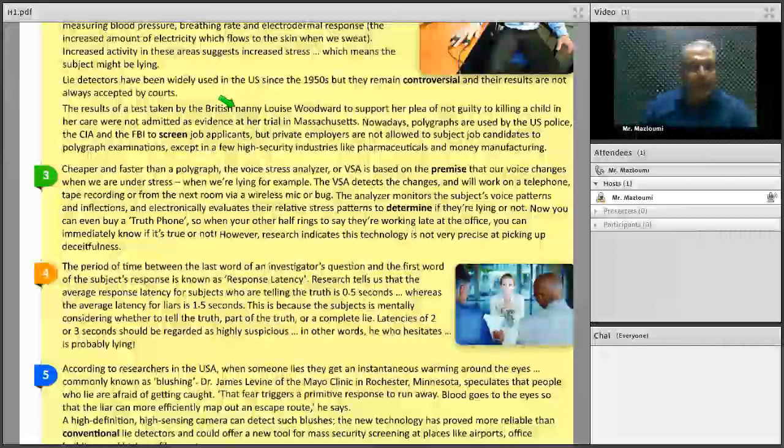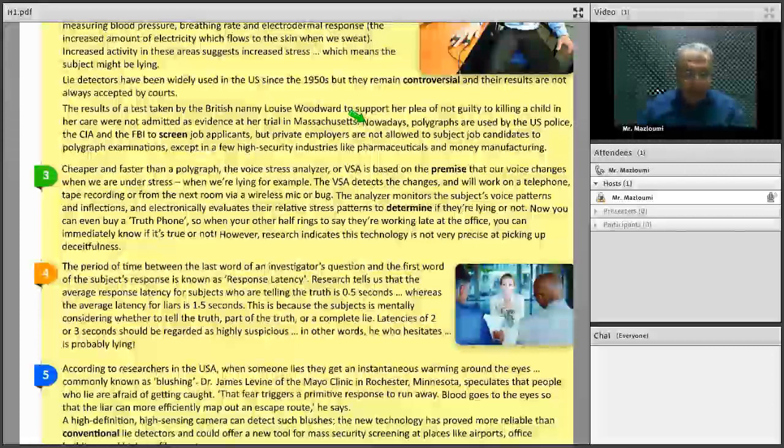Louise took a polygraph test, and the results of this test were not admitted as evidence. The results were just rejected by the court at her trial. Whose trial? Louise's trial in Massachusetts. And by the way, Massachusetts is a state in the U.S. So you see, polygraphs are not so reliable, especially by courts. They don't accept the results at times.